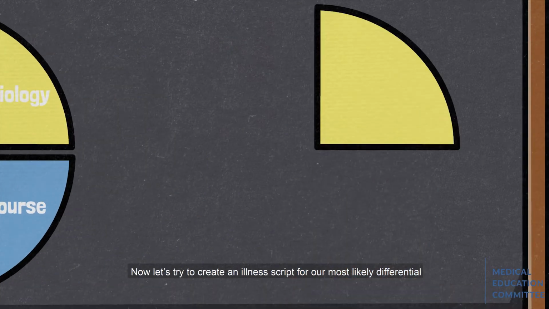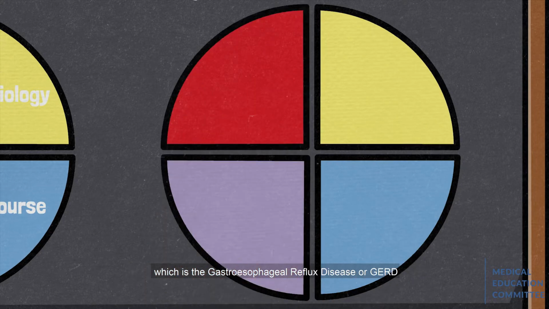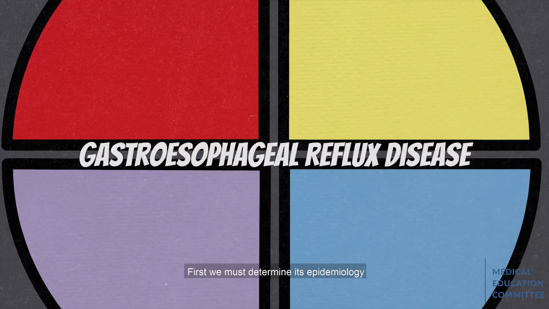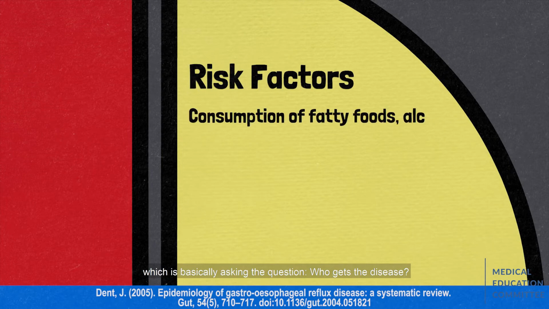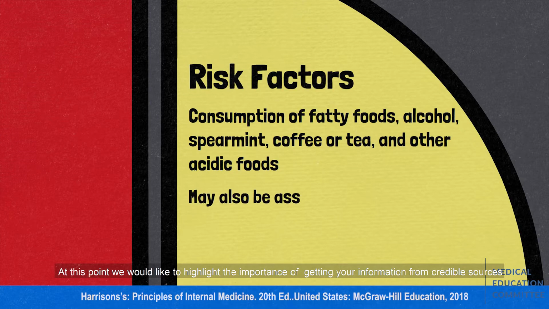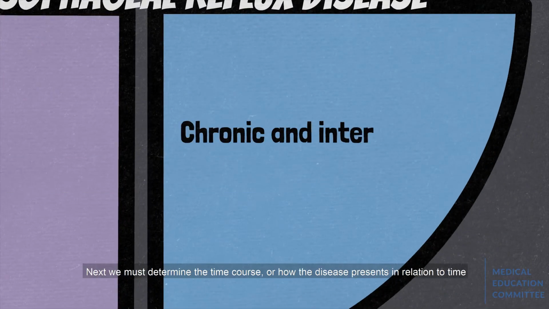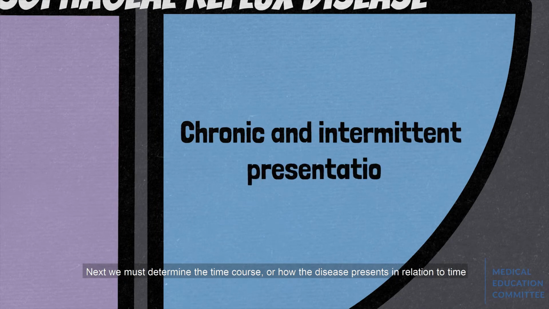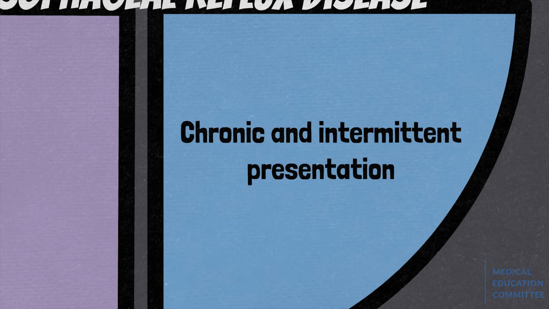Now, let's try to create an illness script for our most likely differential, which is gastroesophageal reflux disease, or GERD. First, we must determine its epidemiology, which is basically asking the question, who gets the disease? At this point, we would like to highlight the importance of getting your information from credible sources as to have a solid defense when questioned during your preceptorials. Next, we must determine the time course, or how the disease presents in relation to time. For GERD, the reflux symptoms tend to be chronic and intermittent, since it depends on exposures to trigger.